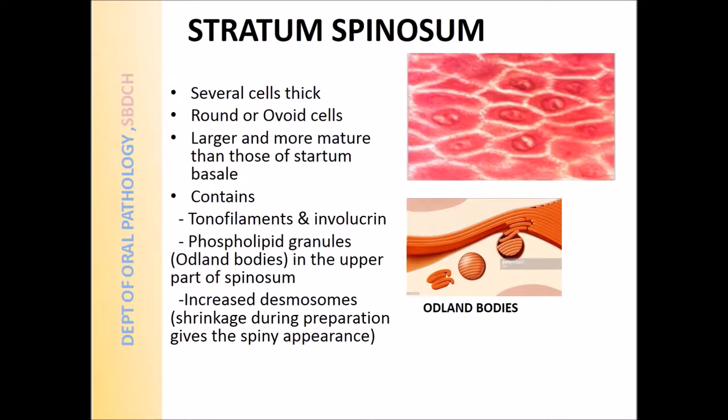Stratum spinosum. This layer is several cells thick and has round or ovoid shaped cells. It consists of larger, more mature cells than those of stratum basale. It contains tonofilaments and involucrin, that is phospholipid granules called Odland bodies, in the upper part of spinosum. It has increased desmosomes, which cause shrinkage during preparation and give the spiny appearance.